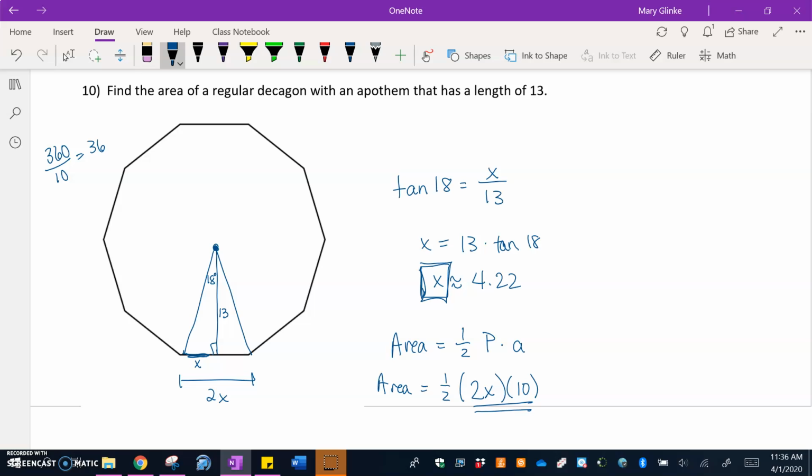And then I also want to take 1/2 the perimeter and multiply it by the apothem, which in this case is 13. Since I have x stored in my calculator, I can type all of that in, and I would get a total area of 594.11 units squared for the whole area of this decagon.